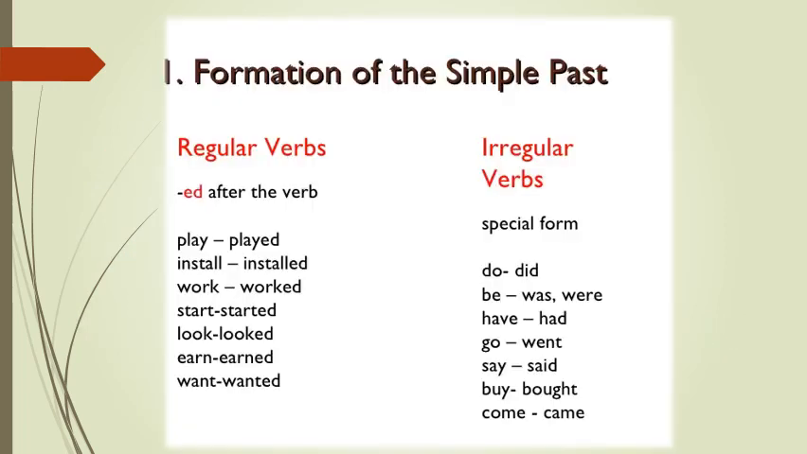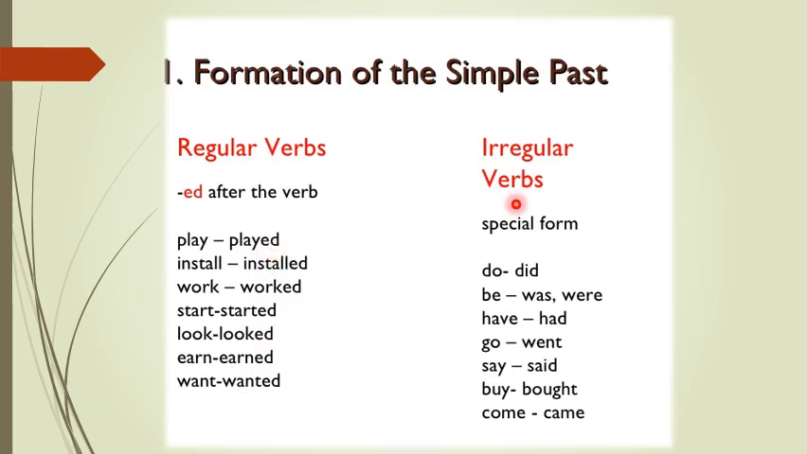In simple past tense, we use the second form of the verb, and there are two kinds of verbs: regular verbs and irregular verbs. Regular verbs usually end in ed in the second or third form. Irregular verbs usually change their spellings or formation. For example, regular verbs: play, played, install, installed, work, worked, start, started, look, looked, earn, earned, want, wanted. You can notice that every second form is ending in ed.